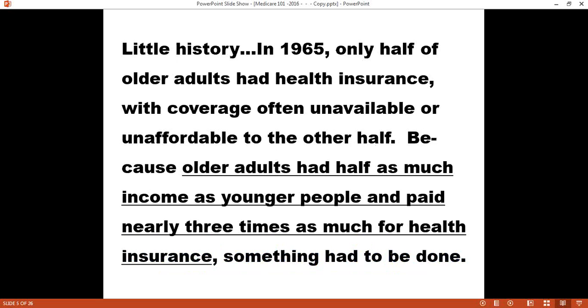So just a little history on Medicare. And the reason that I like to give history on it is that most people confuse Medicare with Social Security. So they think that Medicare has been around since the 1930s. It hasn't. That's Social Security. Medicare actually started in 1965, and that was because only half the older adults had health insurance, and their coverage was often unavailable or unaffordable to the other half. So, it was determined that the older adults really were getting kind of the short end of the stick.